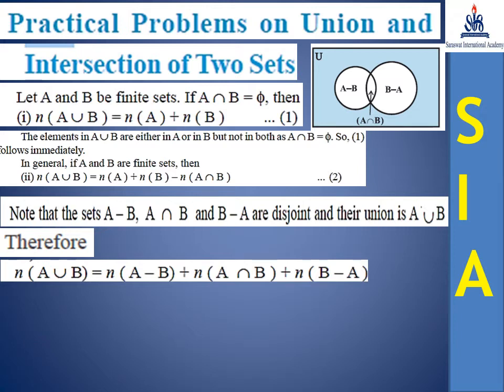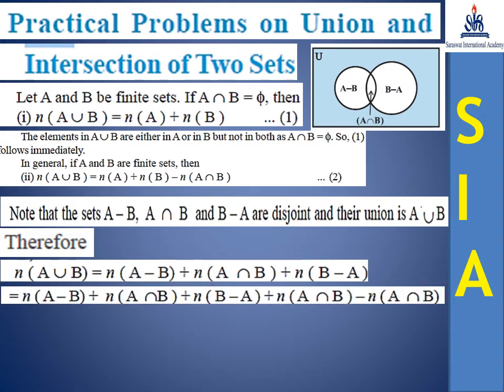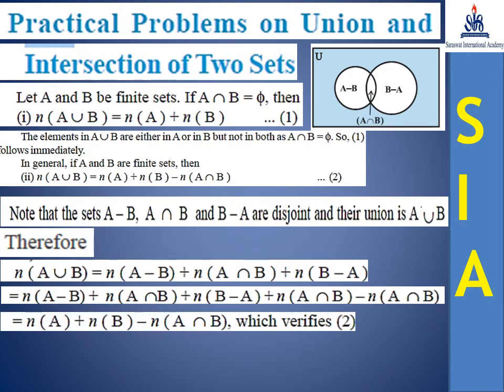Students, here n indicates the number of elements. So n of A minus B plus n of A intersection B plus n of B minus A plus n of A intersection B, on both sides we write n of A intersection B and subtract. So my sum is over. So n of A plus n of B minus n of A intersection B, which is verified here because n of A union B you already know.